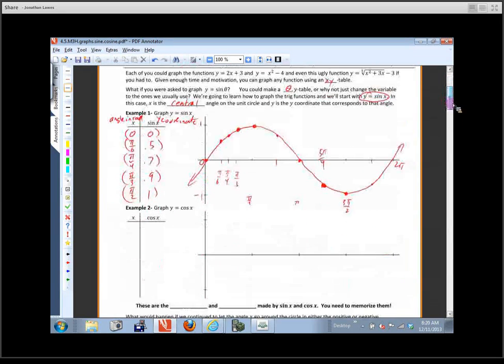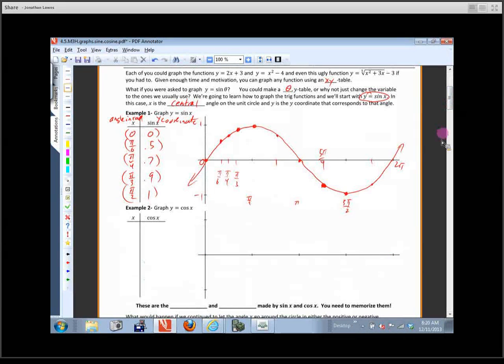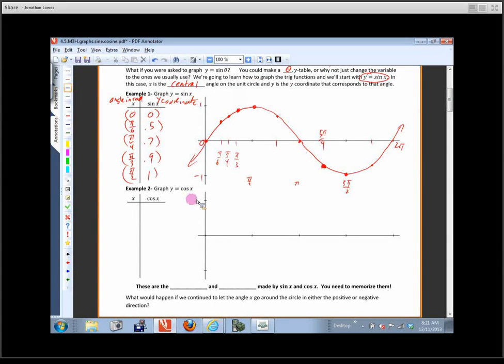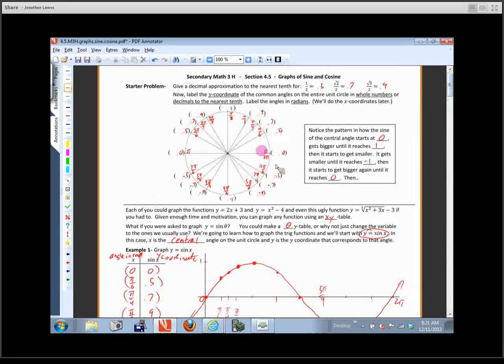Okay, so let's take a look at the next one, and I can't keep both of these on here at the same time, so you'll have to look at your unit circle. We'll slide up there and complete that in just a second, but this is what we want to graph now. The cosine of a central angle on the unit circle is the x-coordinate.